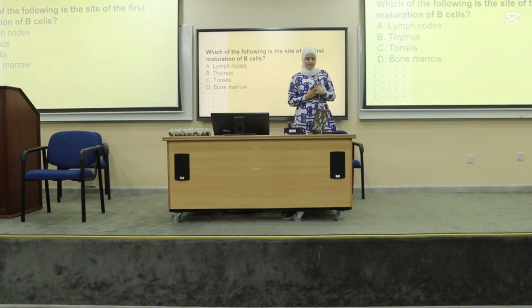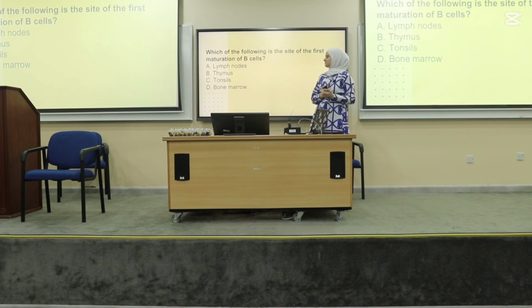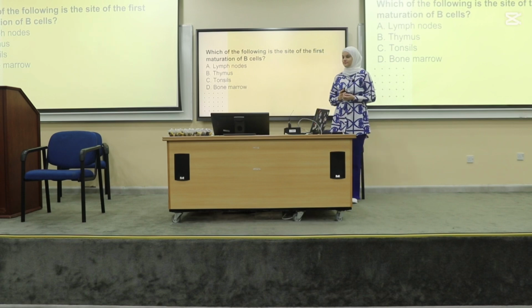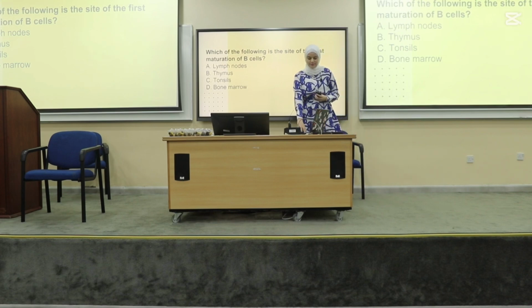Which of the following is the site of the first maturation of B cells? B. D, yes, bone marrow. So bone marrow, B for B cells, maturation of B cells. T cells where? Thymus, T and T. So these are called primary lymphoid organs.